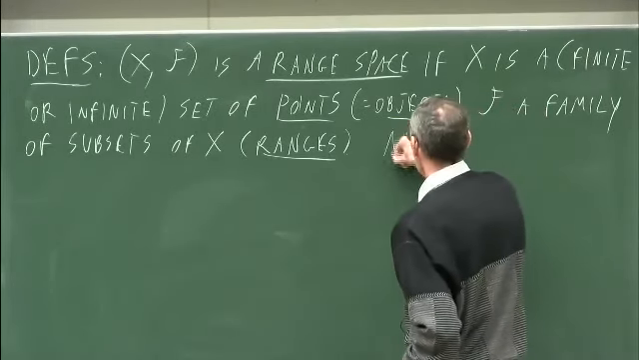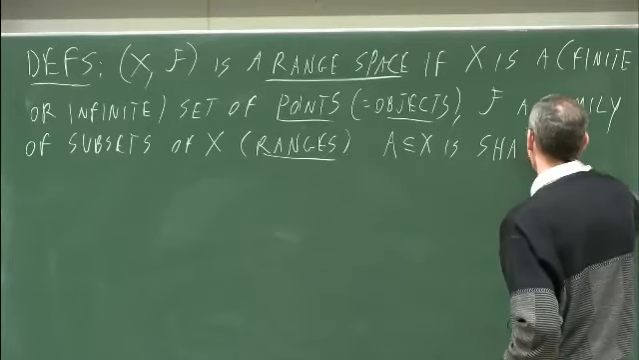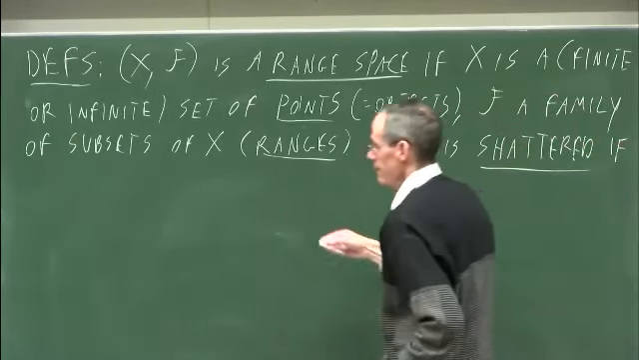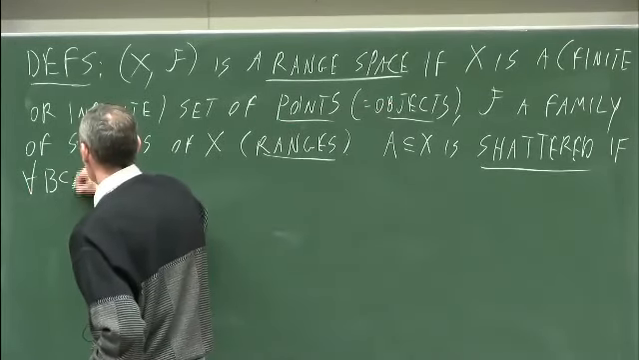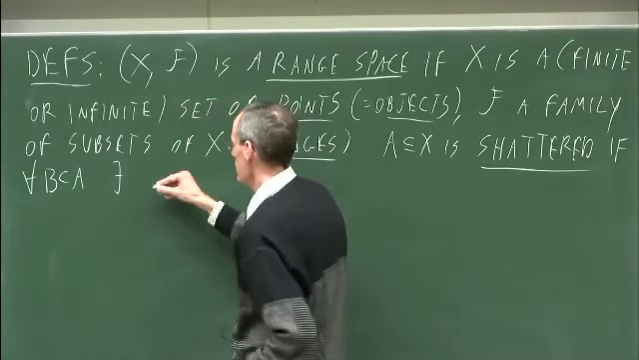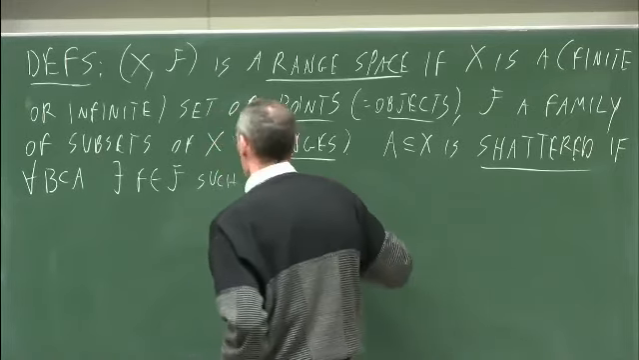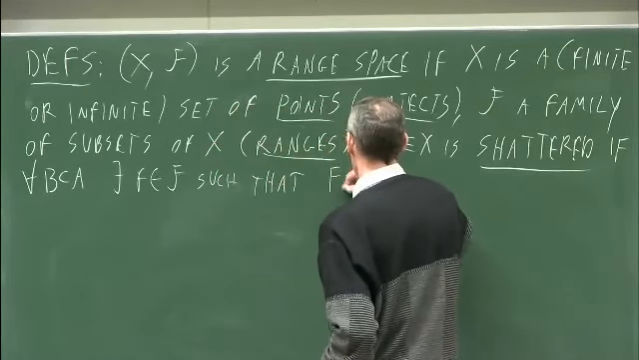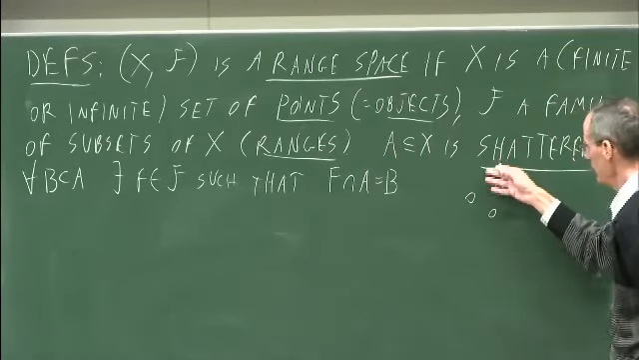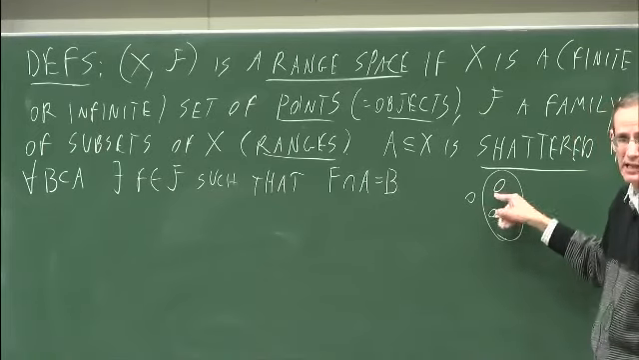And so we have this range space. A subset A of X is shattered if for every subset B of A, there exists some range F in F such that the intersection of F with A is exactly B. So we have this set of points, and for every subset of it that we choose, we have some range that intersects, say, exactly with this subset.